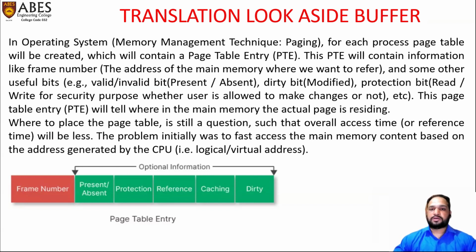As we know, a particular program or process is converted into a number of pages. Those pages are stored inside the page table, and the page table maintains some entries. These entries hold information such as the frame number, the address of the main memory we want to refer to, and some useful bits such as the valid or invalid bit.